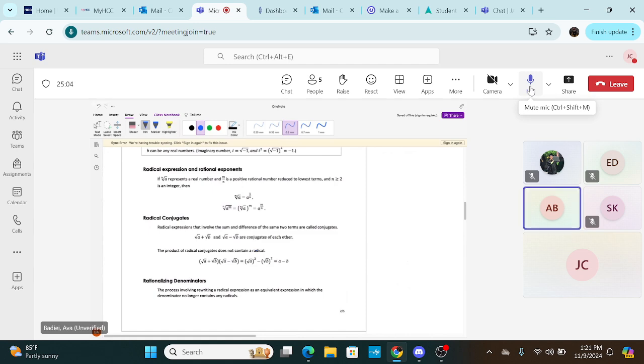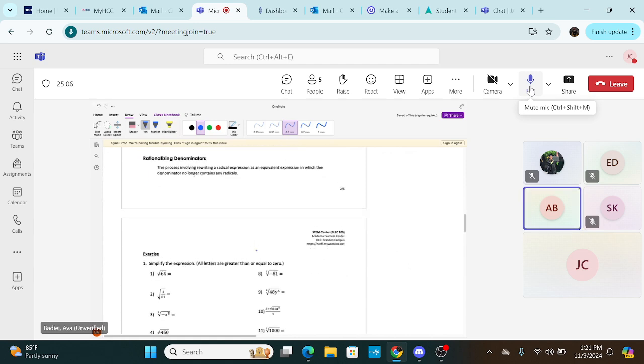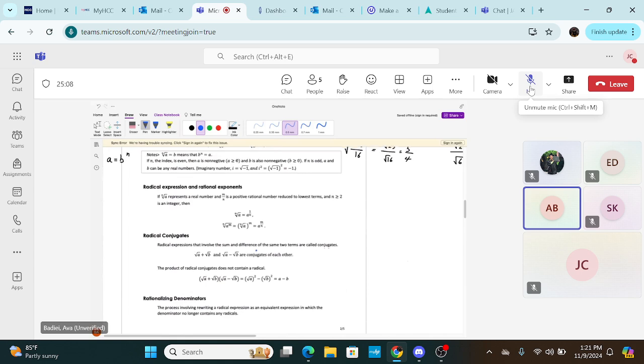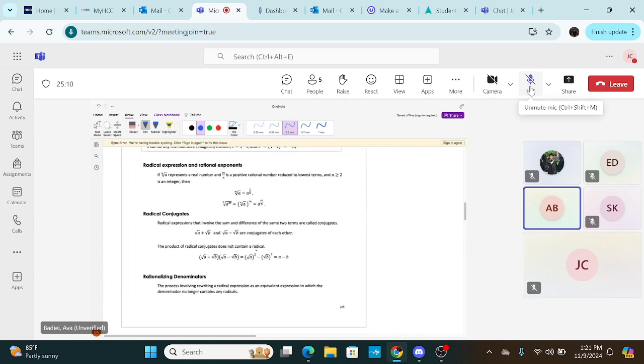And then moving on to radical expressions. Again, we have some exercises here, so we'll talk about it more. For radical expressions and rational exponents: when you have a radical, you can also try to write it as an exponent.